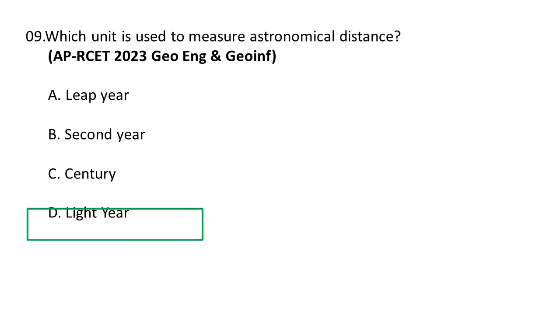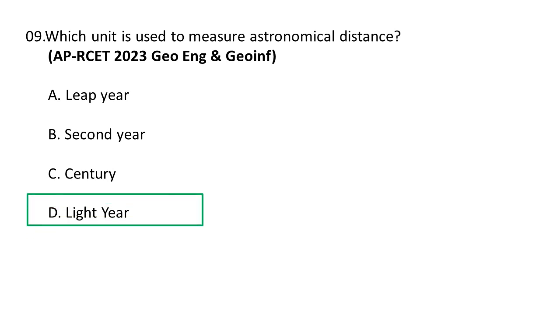A light year is a unit of length that astronomers use to measure the distance between objects in space. It is the distance that light travels in 1 year, which is about 5.88 trillion miles, roughly 9.46 trillion kilometers. So D. light year is the correct option.